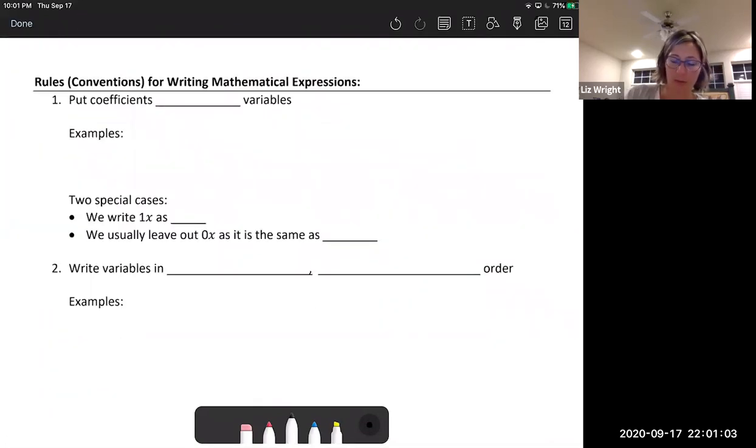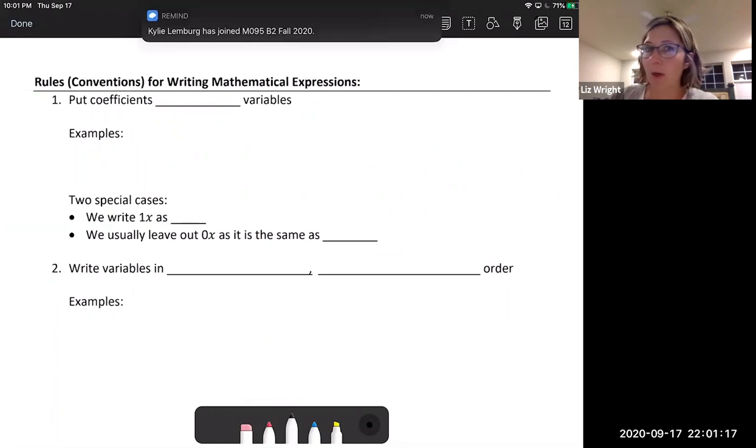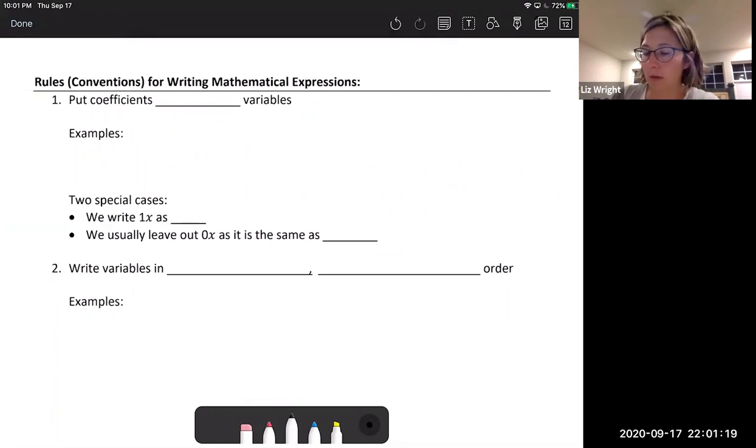All right, let me flip my page here. So our rules or conventions for writing mathematical expressions, we are going to put the coefficients before the variables.